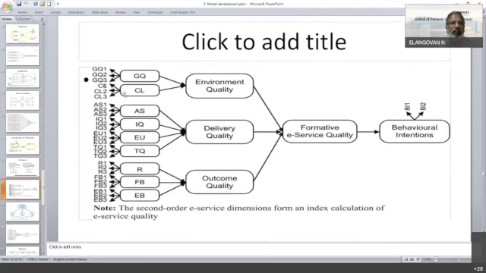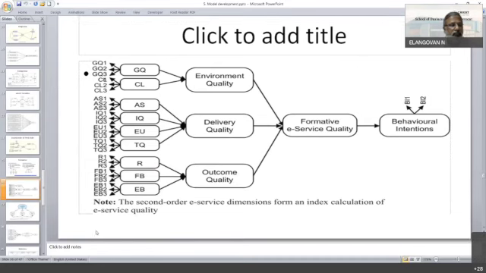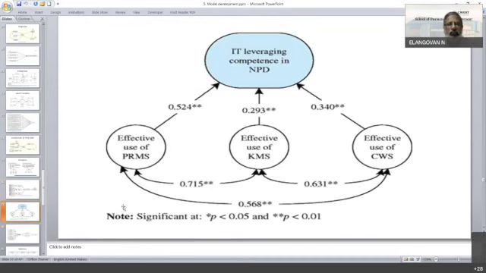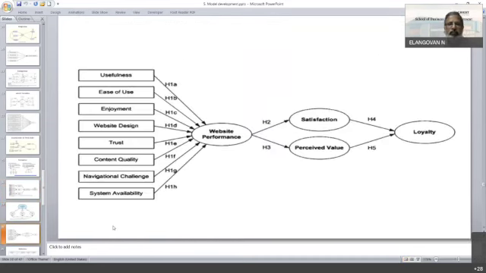Okay. So again, you can look. Sir, can a model have both reflective as well as formative constructs? Yes, a model can have both reflective and formative constructs, and you can run it. You need to show that. So these are different sample example models.